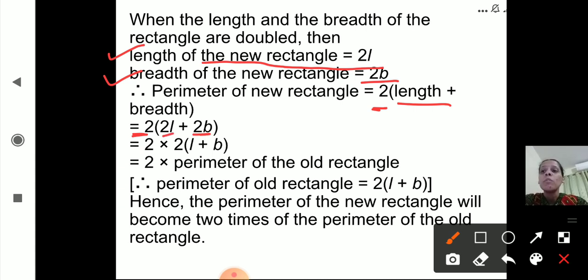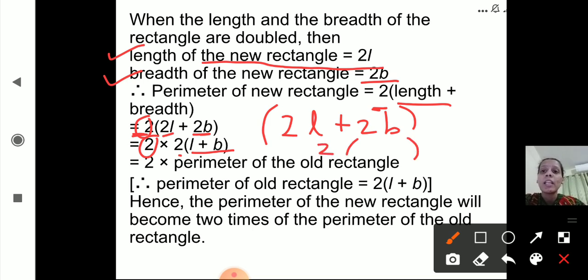Here it is 2L and here it is 2B. Now the 2 outside the bracket we write as it is. Now 2L plus 2B: in this we take 2 outside the bracket. So what is there inside the bracket? L plus B. So it is 2 into 2 and in the bracket L plus B. Now 2 multiplied by 2 into L plus B is what?